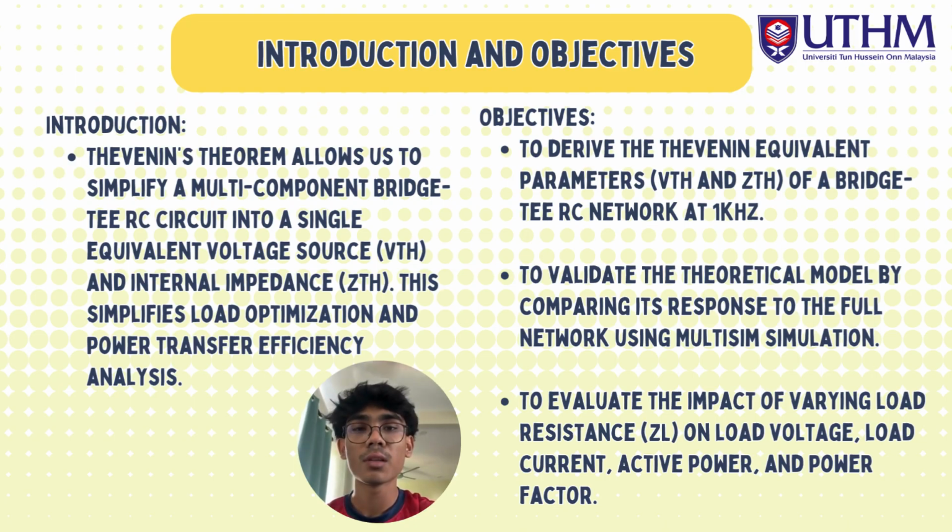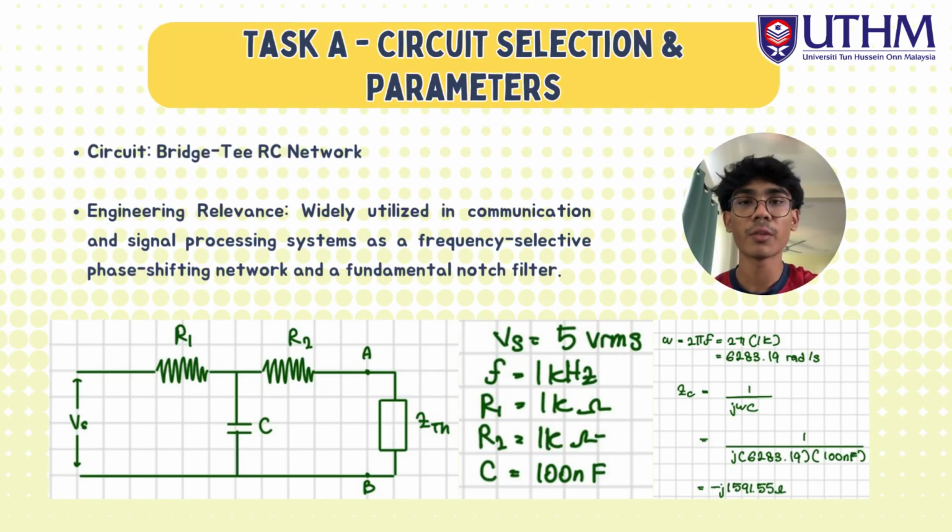The objectives of this project are to determine the values of VTH and ZTH at an operating frequency of 1 kHz, validate the theoretical calculations using Multisim simulation, and investigate how changing the load resistance affects important electrical parameters such as load voltage, load current, active power, and power factor. The circuit selected for this project is a bridge TRC network.